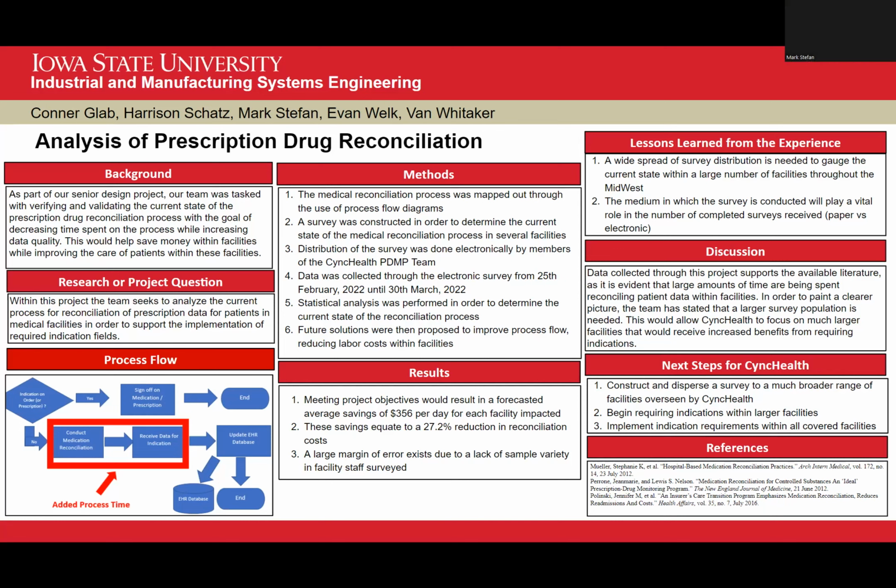So down here are results. What we landed on, though it's an uncertain number, with very substantial statistical insignificance, was an average of $356 per day in projected savings per impacted facility, which equates to a 27.2% reduction in costs for the actual reconciliation process itself. But again, the survey was sampled from a very, ultimately narrow number of facilities.